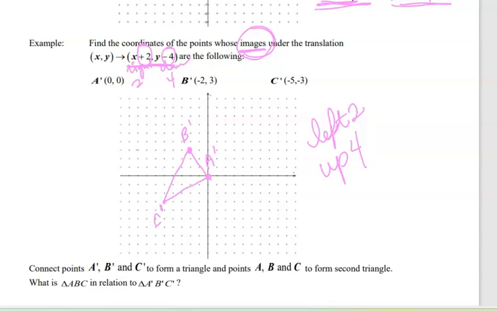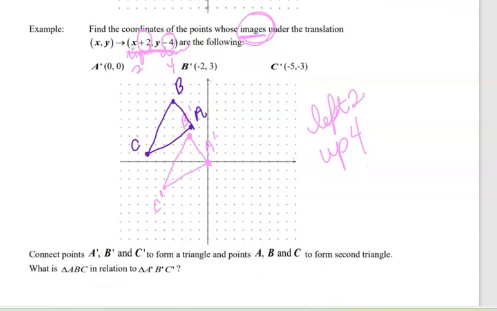So I'm going to take A prime, go left 2 and then up 1, 2, 3, 4, and that is A, the pre-image of A prime. B, same thing. I'm going to go left 2, up 1, 2, 3, 4, and this is the pre-image of B. C, I'm going to go left 2, up 1, 2, 3, 4, and that's going to be the original C. Okay, so if we connect those, we would have the pre-image of this triangle, triangle ABC.